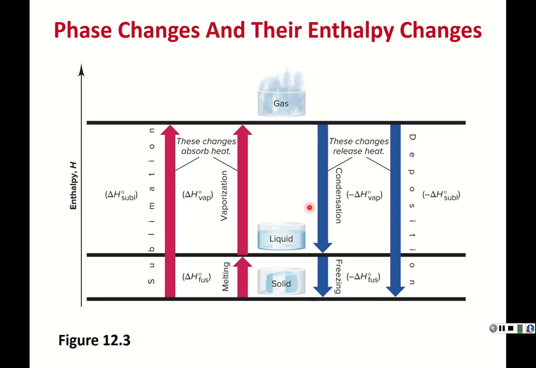Here is a roadmap of what the phase changes are and the names of each phase change. So if you ever forget, this is a good figure to look at. So solid to gas is sublimation, liquid to gas is vaporization, solid to liquid is melting or fusion. Okay. And the reverse processes are shown here.